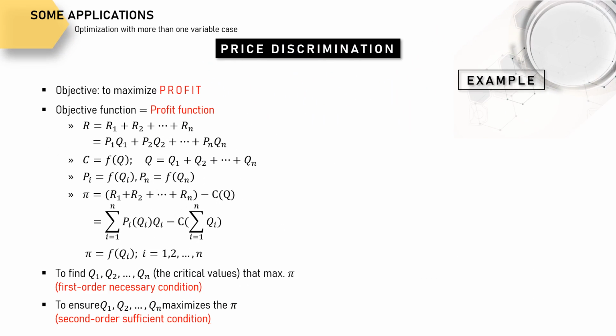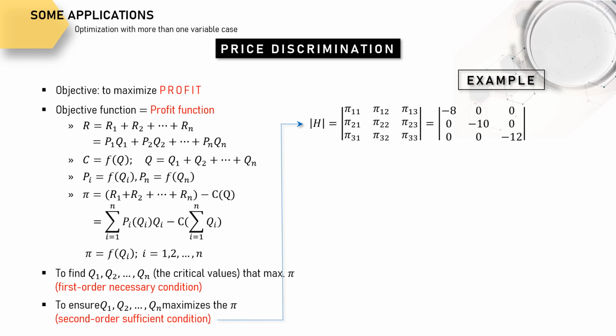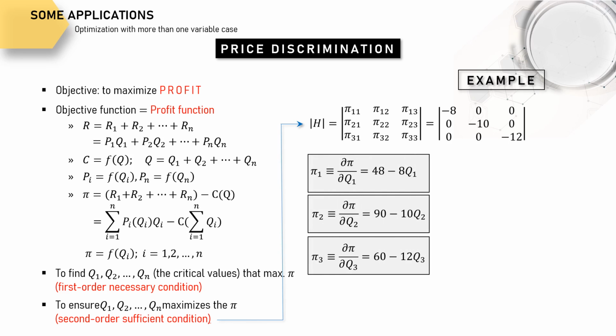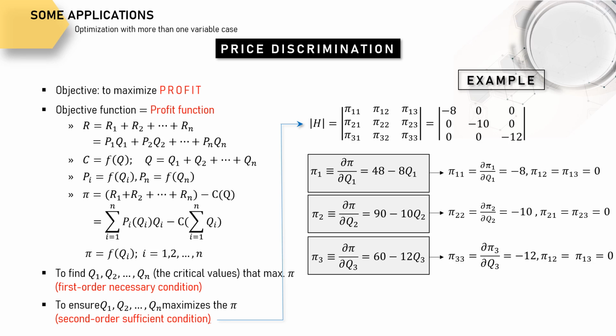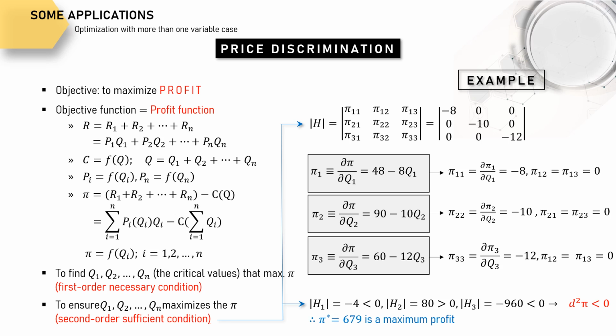How about the second order condition? Again, find the Hessian determinant obtained from differentiating the first partial derivatives with respect to each choice variable. And here are the second partial derivatives of the objective function. H1, H2, and H3 are negative, positive, and negative, satisfying the requirement for a negative second differential. Thus, convincing us that the resulting profit is a maximum profit.